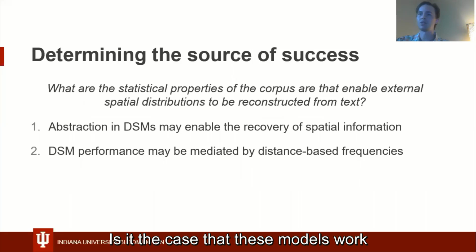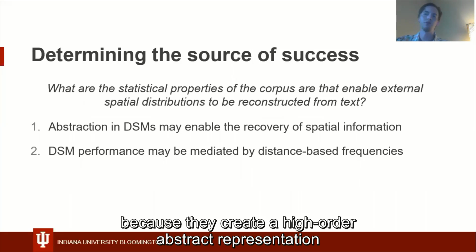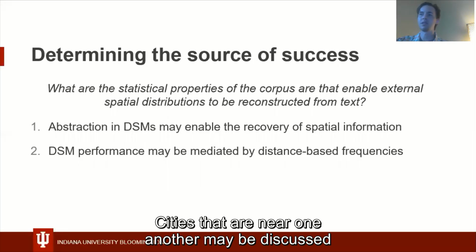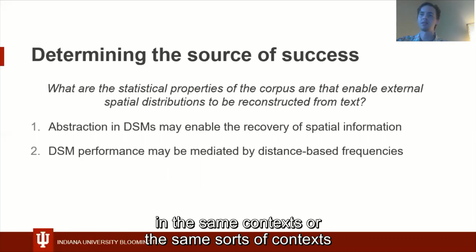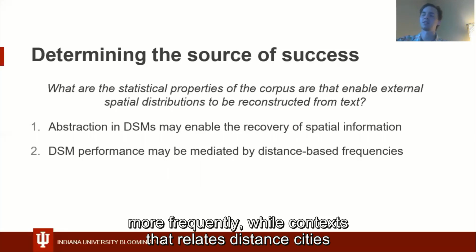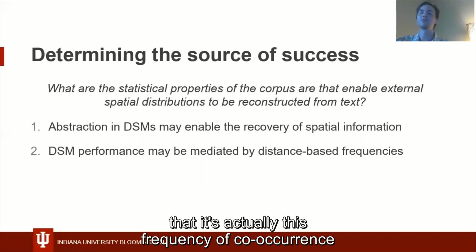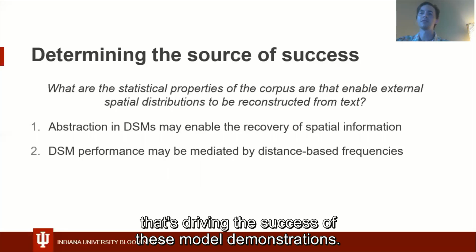Is it the case that these models work because they create higher order abstract representations of the city words? Or could it be that the success is mediated by frequency? Cities that are near one another may be discussed in the same sorts of contexts more frequently, while contexts that relate distant cities occur infrequently. And so the specific goal of this project is to examine the hypothesis that it is actually this frequency of co-occurrence that's driving the success of these model demonstrations.